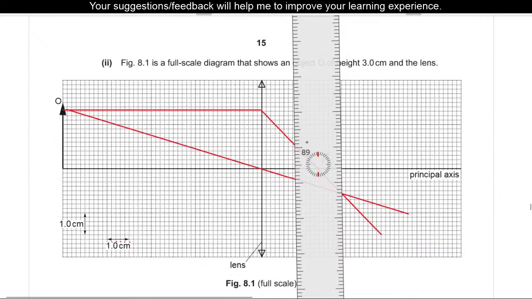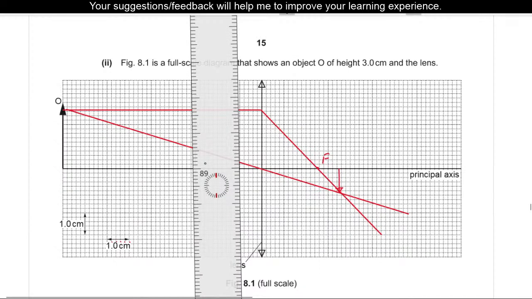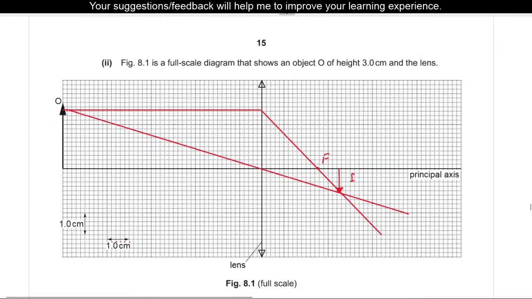Let me draw it at 89 degrees in order to save time. So it will be from here to here. So this will be the image. And you have to draw the arrows as well, so that it is clear that light is going from the object.